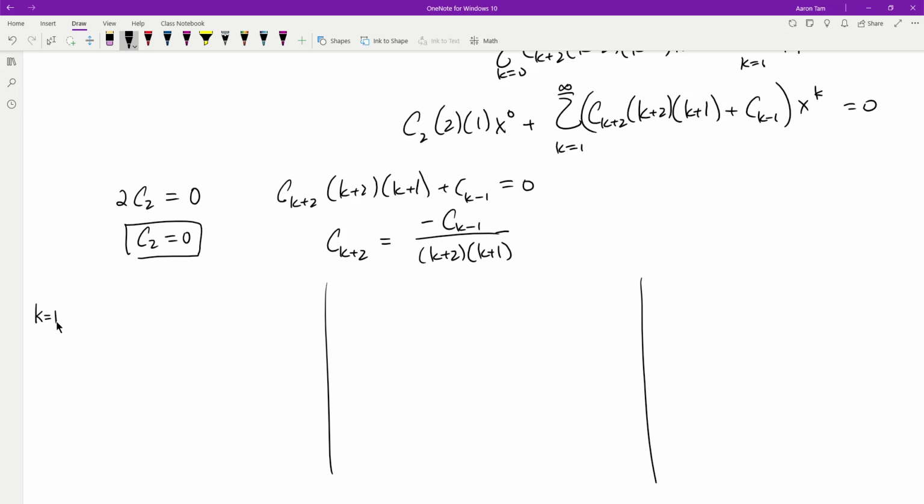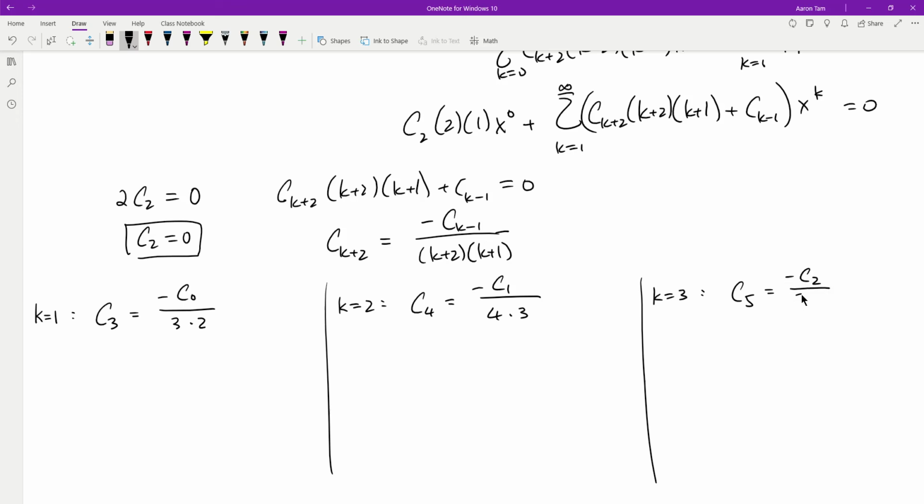So let's start with k equal to 1. I will have c sub 3 equal to negative c sub 0 over 3 times 2. Maybe it's too early to use factorial, so let's leave it for now. How about k equal to 2? That gives me c sub 4, equal to negative c sub 1 over 4 times 3. What if k is equal to 3? That gives c sub 5, equal to negative c sub 2 over 5 times 4. Lucky for us, since c sub 2 is 0, this comes out to be 0.